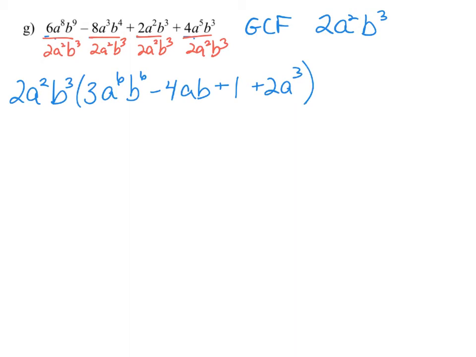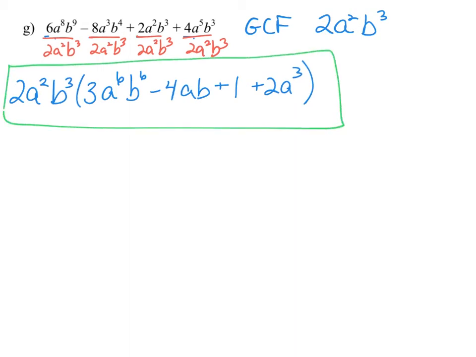So in factored form, the greatest common factor for all of those is 2a squared b to the 3rd times the quantity 3a to the 6th b to the 6th minus 4ab plus 1 plus 2a to the 3rd power.